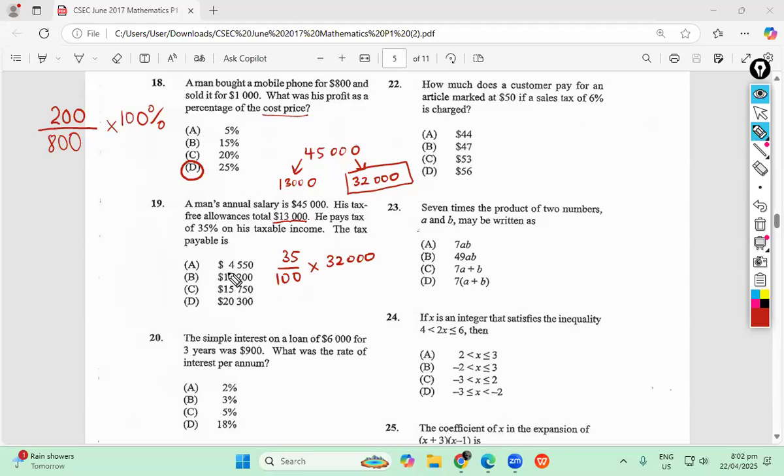When I work this out, I'm getting B. Checking, a lot of people did get it, right? I suspect a lot of people didn't remember what an allowance was. I got the 32,000 by minusing it. Remember, he made $45,000. The first 13,000, they cannot tax it. The balance they can tax. All I did was take the 45,000 and minus the 13,000, right?